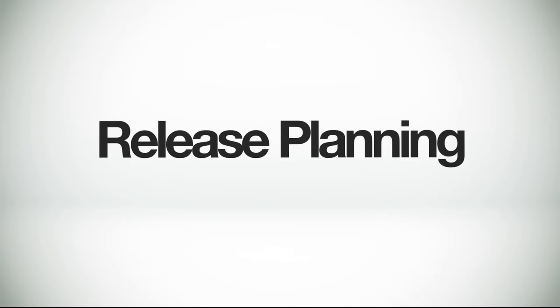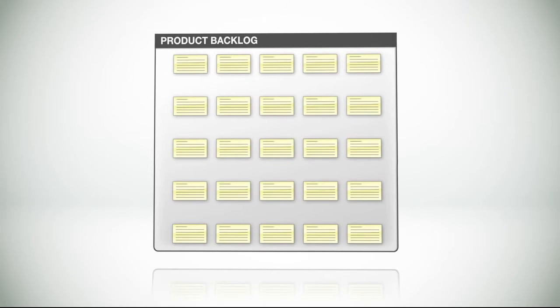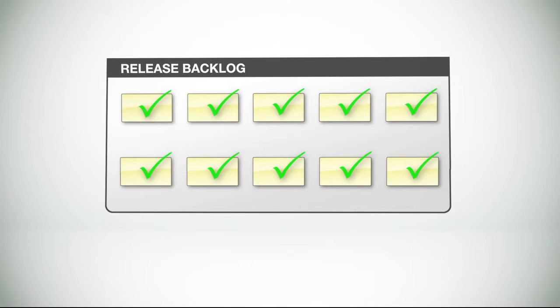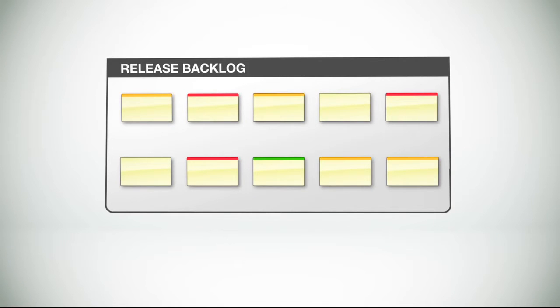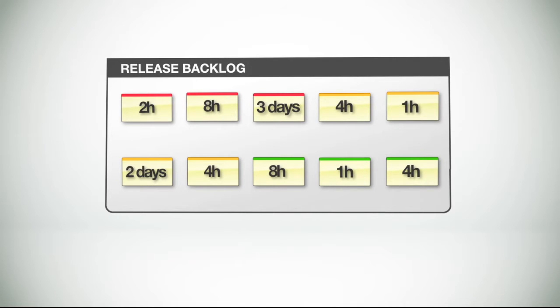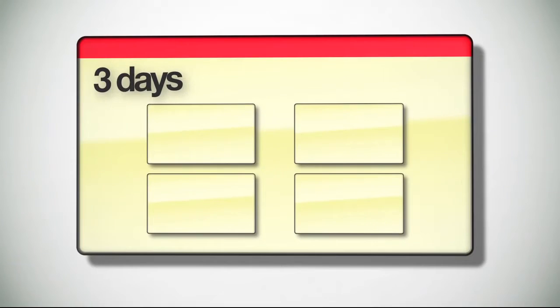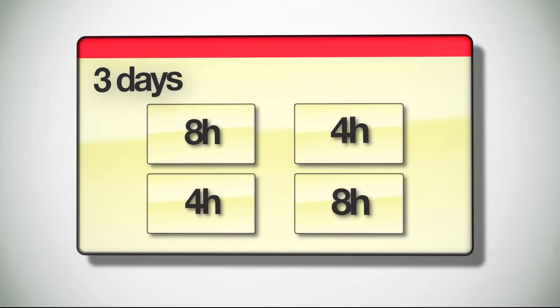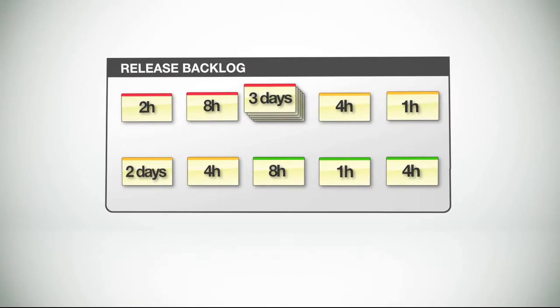But let's get back to release planning. To plan a release, the team starts with the product backlog, and they identify the user stories they want to put into this release. These user stories then become part of the release backlog. The team then prioritizes the user stories and estimates the amount of work involved for each item. Sometimes larger user stories are broken down into smaller, more manageable chunks.